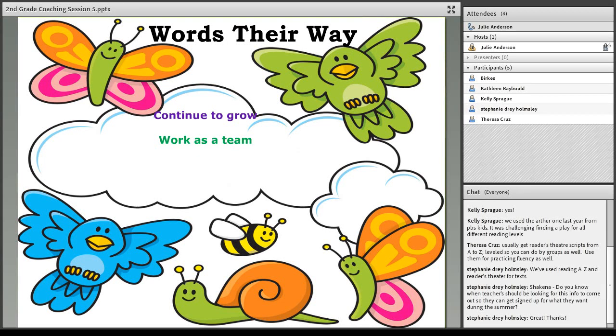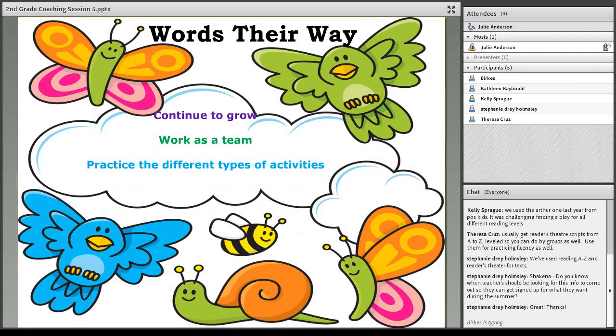If they have some great things going on in their classroom, then buddy up. If they're doing something that you would like to see, find a way that you can watch them in action. Work as a team to get some of those sorts ready to go. Lots of great things that you can do at the end of the year. Practice the different types of activities. I know at the very beginning of the year we have so much going on. This is a great time to try out some of those activities.